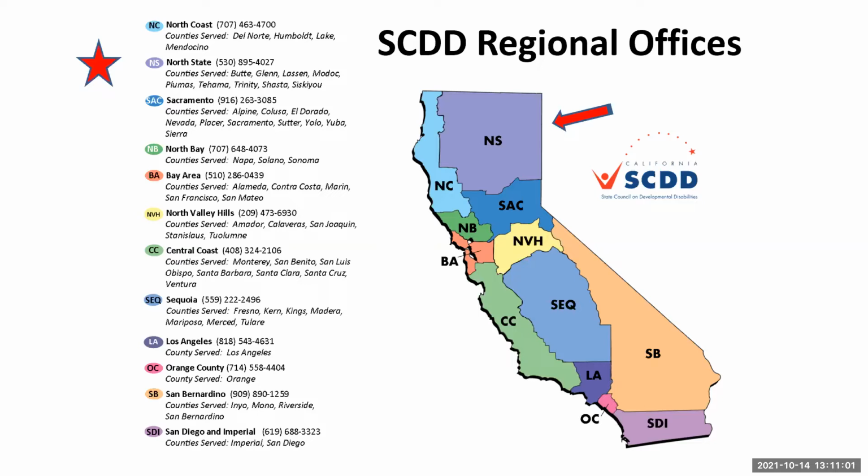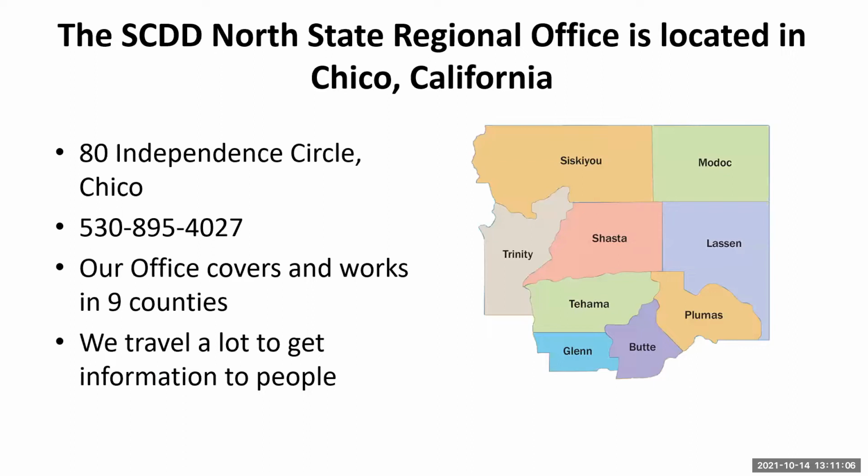So this training is brought to you from the North State office, which is located in Chico, California, in Butte County, down at the southern part of our catchment area. There are 9 counties that we cover. So it's just Sarah and myself. Prior to COVID, and even during COVID, we still travel a lot to get information or supplies to folks. So I always say that because if you end up calling us, sometimes it takes a day or two for us to get back to you.